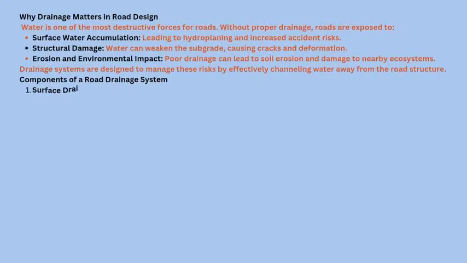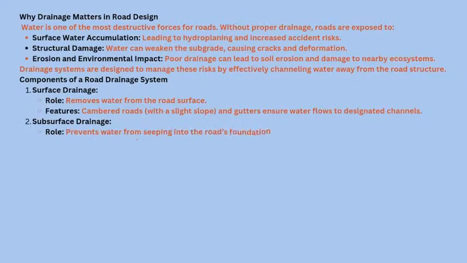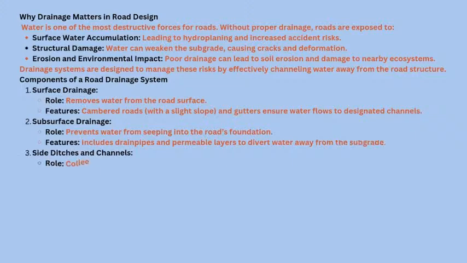Components of a road drainage system. 1. Surface drainage. Role: removes water from the road surface. Features: cambered roads, with a slight slope, and gutters ensure water flows to designated channels. 2. Subsurface drainage. Role: prevents water from seeping into the road's foundation. Features: includes drain pipes and permeable layers to divert water away from the subgrade.